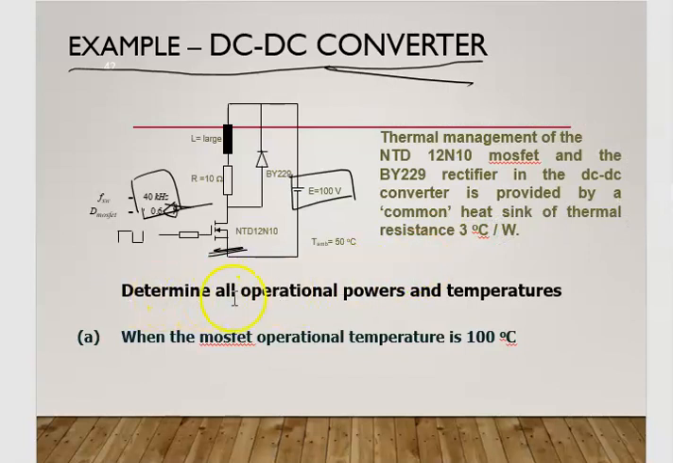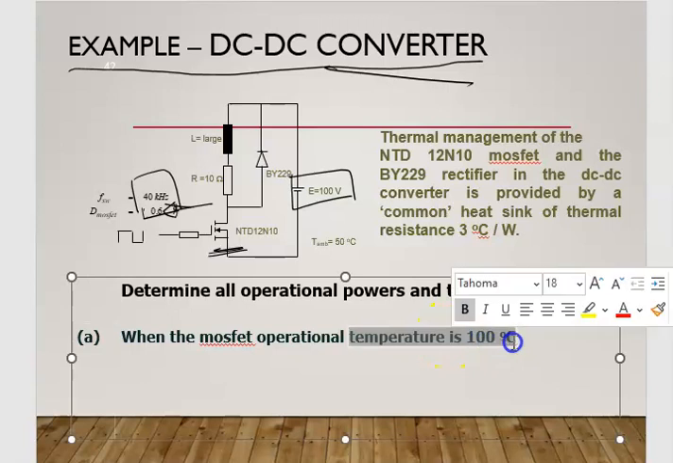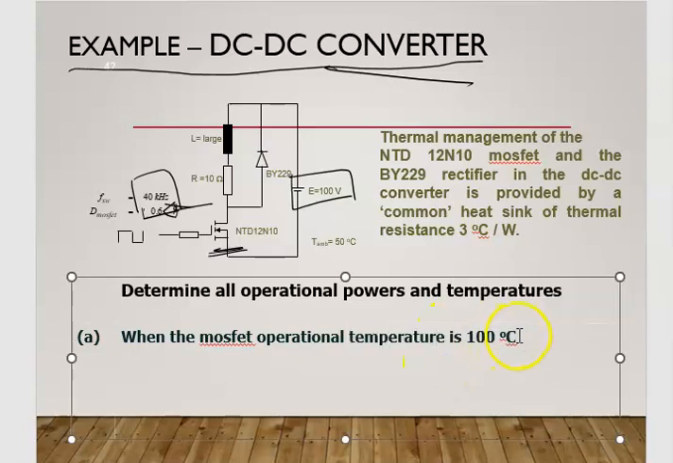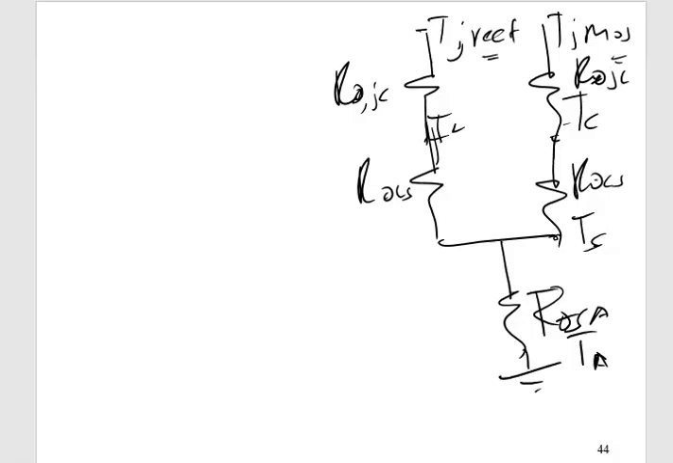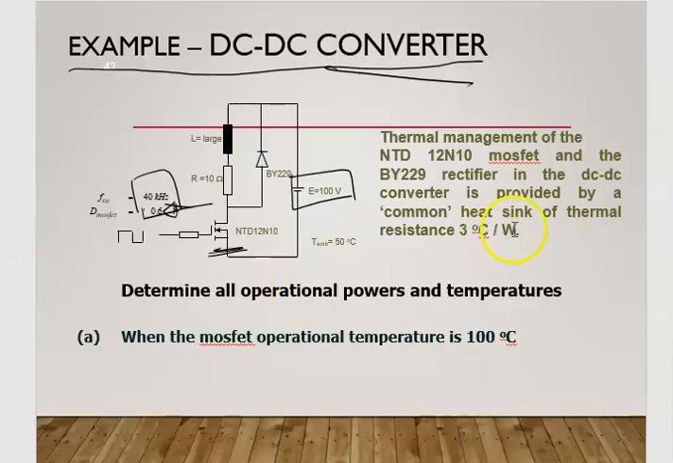Okay. The question is to determine all operational powers and temperatures with the condition that TJ of your MOSFET should be operating at 100 degrees C. So other than all the information that we have, we put it inside our diagram. Right, so how much is TA now? 50 degrees C. So this is our T ambient, 50 degrees C.